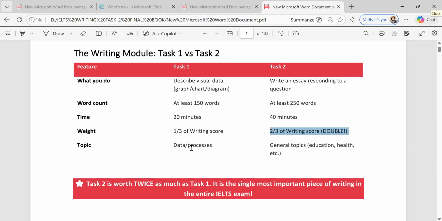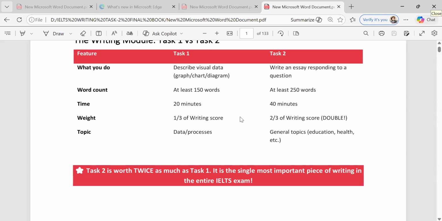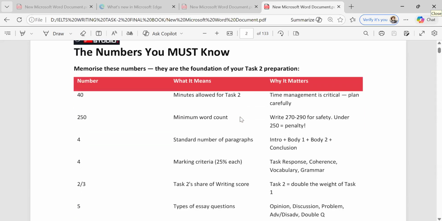Task 2 is a general topic like education, health, government, different types of topics it can be, but task 1 was data or processes. So I have clearly mentioned here that task 2 is worth twice as much as task 1. I suggest that in your actual IELTS exam, you can write task 2 first, then task 1. These are the numbers that you must know.